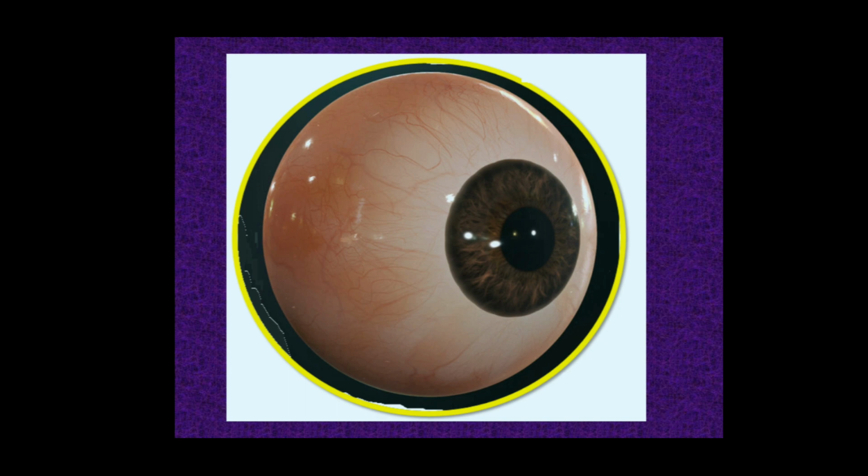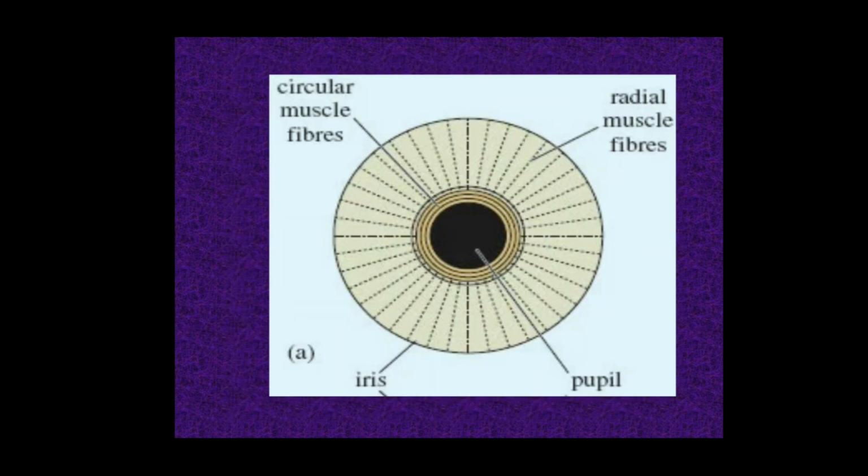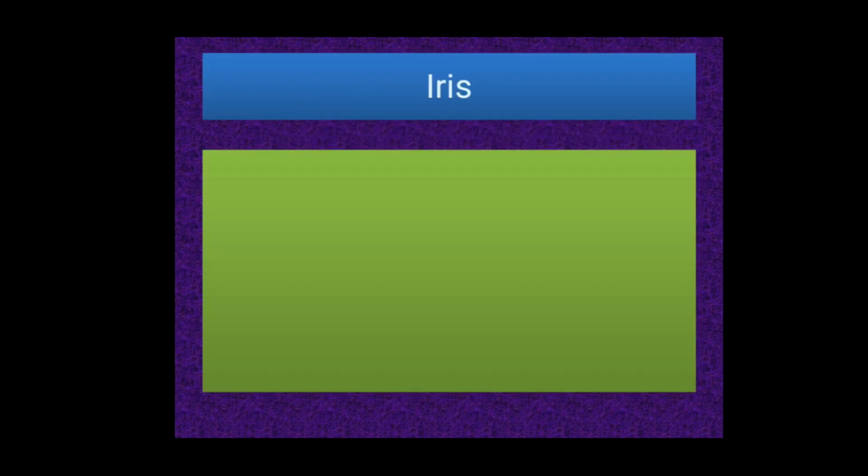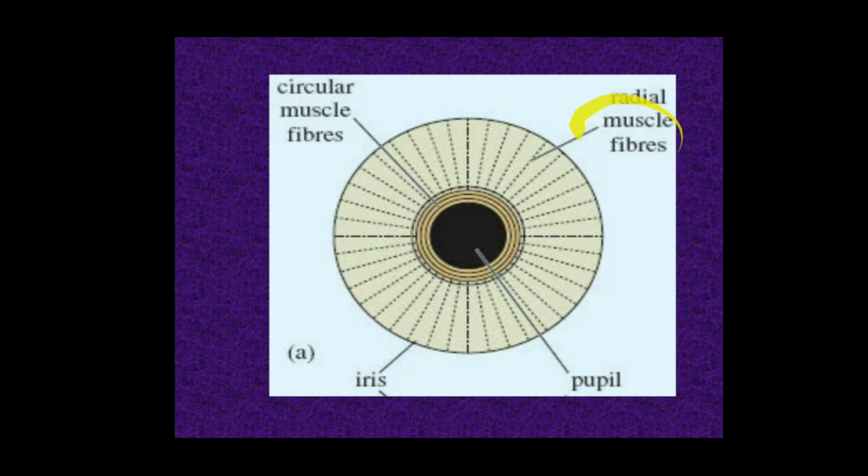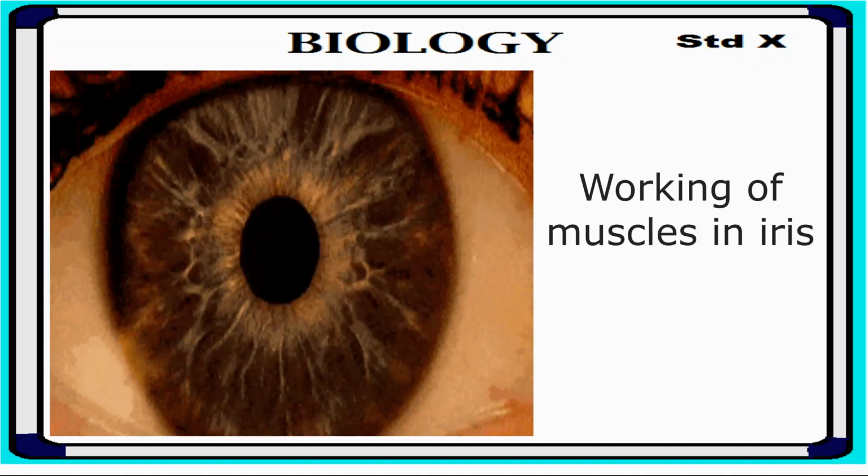This is the picture showing the location of the iris. In the front portion of our eyeball is the location of our iris. Iris is actually composed of two types of muscles, circular muscles as well as radial muscles. Circular muscles, as the name indicates, are round in shape, whereas radial muscles are line-like structures, or we can say a horizontal line.